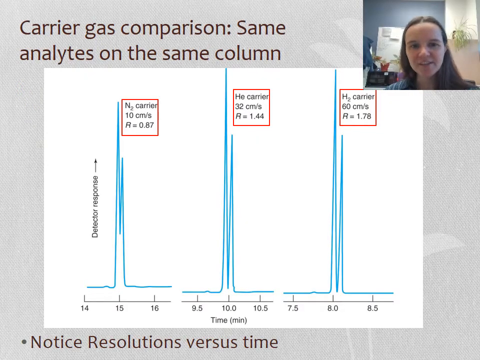As far as the carrier gases go, you can see the influence on resolution. This is the same analytes using the same column, and it's just different speeds that you can go with your flow rate. You can see on the left, nitrogen, low flow, nice and slow, not very good resolution. Helium, yeah, I can work with that. 32 centimeters per second is a lot faster than 10 with nitrogen, but hydrogen is better.